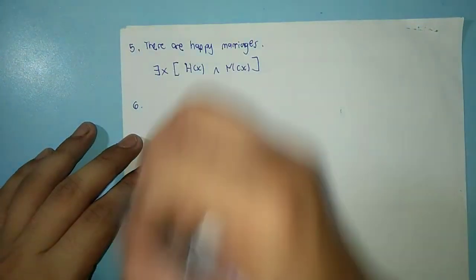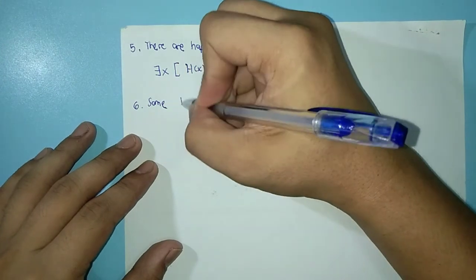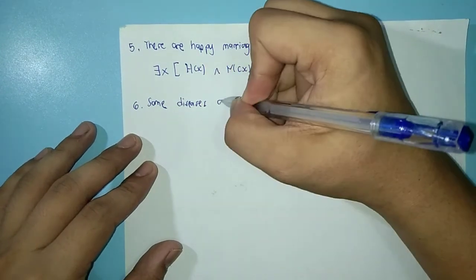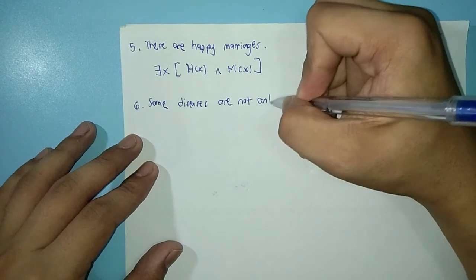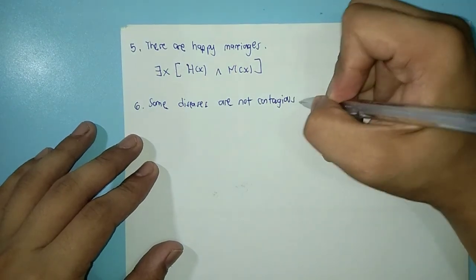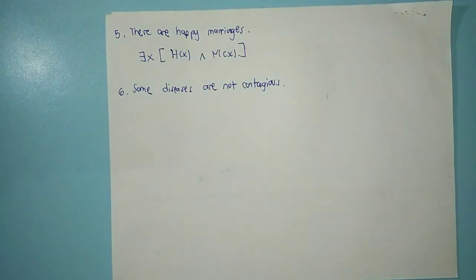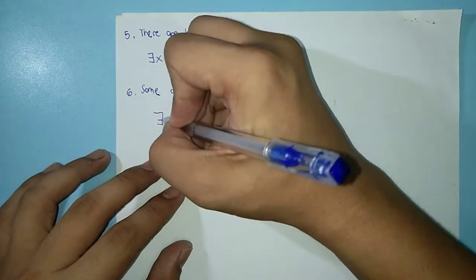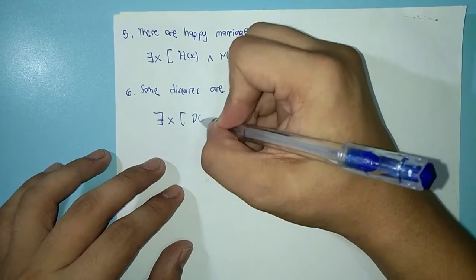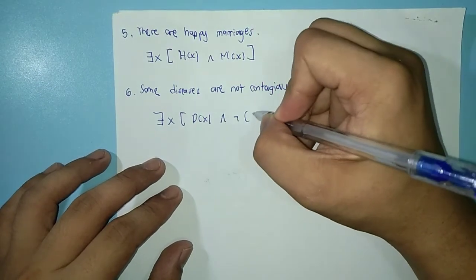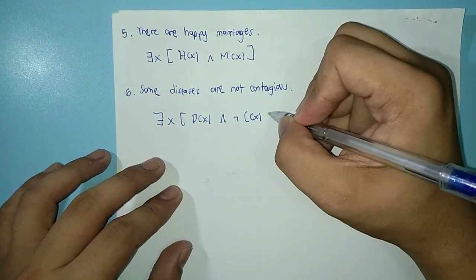So number 6, some diseases are not contagious. So you will notice here, some. So it's existential, not all. Then you notice, diseases are not contagious. So it looks like the particular negative. Okay, so that means it's easy to symbolize. That is D of x and not C of x.